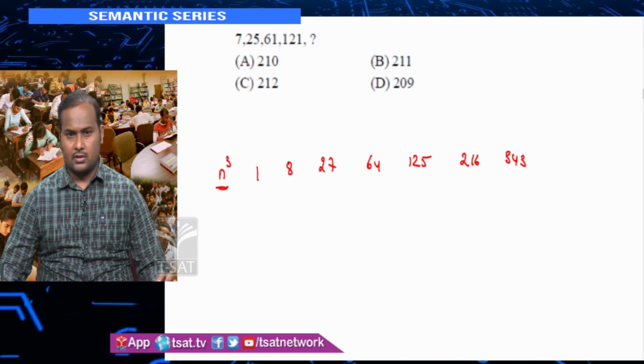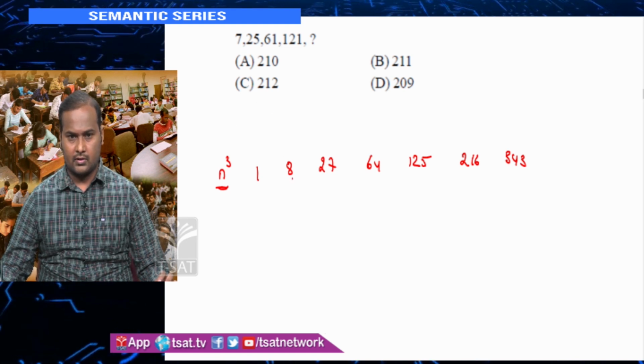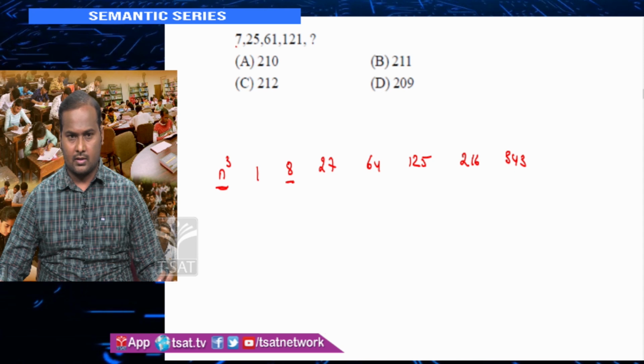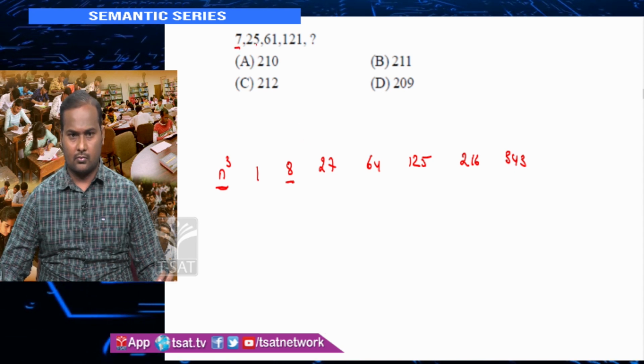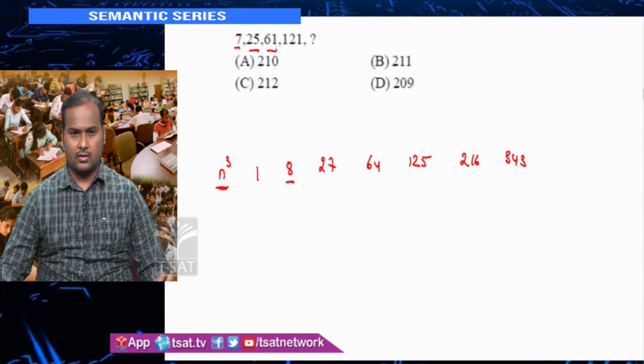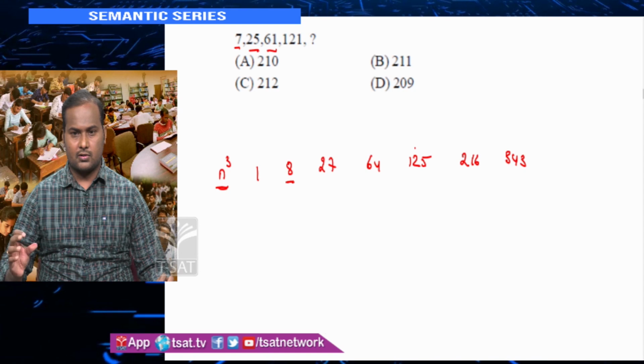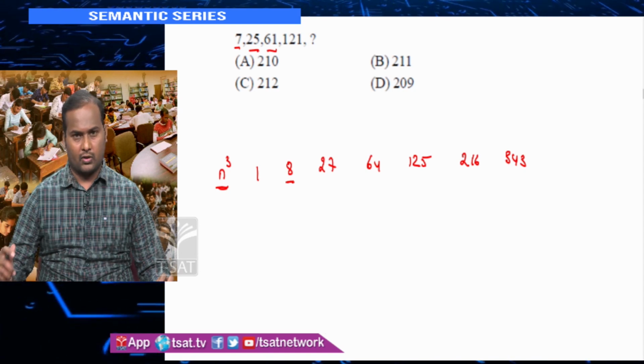See, the moment you see this particular question, it's 7, here 8. See, it is 2 cube, here it is 7. Then 27, 25. Here 61, here 64. Here 121, here it is 125. So, the moment you see these numbers, in your mind you should think about cubes.